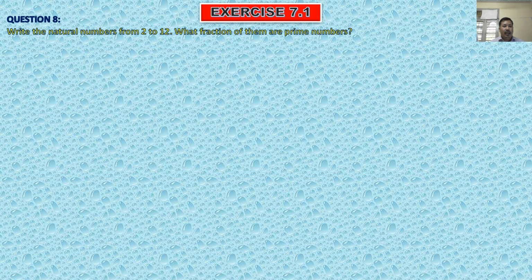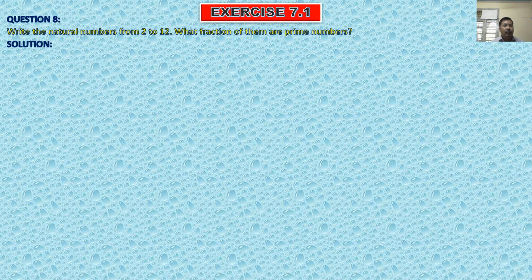In question number 8, it is saying: write the natural numbers from 2 to 12. What fraction of them are prime numbers? Once again, write the natural numbers from 2 to 12 and find what fraction of them are prime numbers. So we have to write all the numbers from 2 to 12 and see how many prime numbers there are. Okay, clear. So let us see the solution.